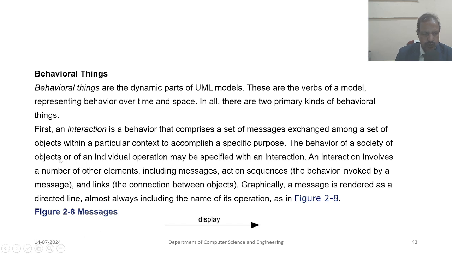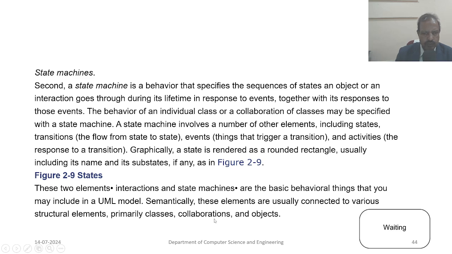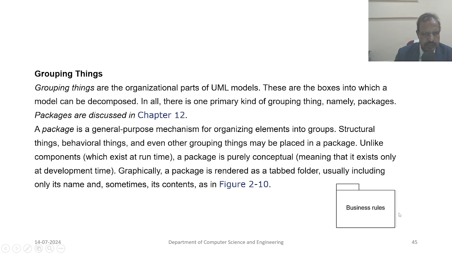So first, you can see it here. We provide it in the form of messages. You see an arrow mark, a line with an arrow mark, and the verb here is display. This is the behavioral thing. Then we have the state machines, which depict the different states of an object, represented like a rectangle, but the corners are rounded like this. So these are the states.